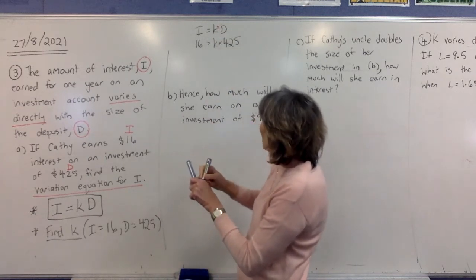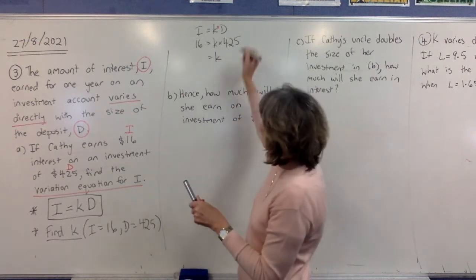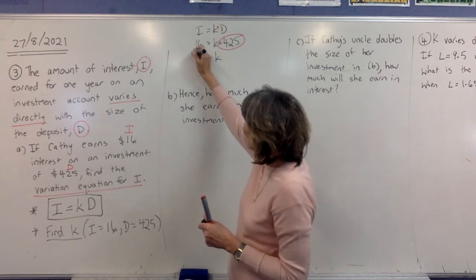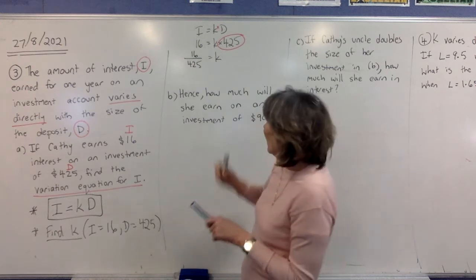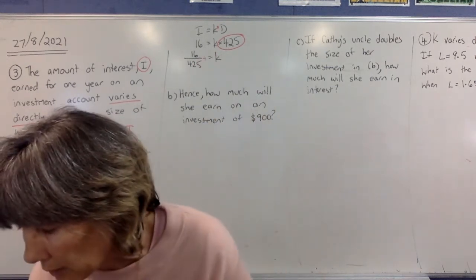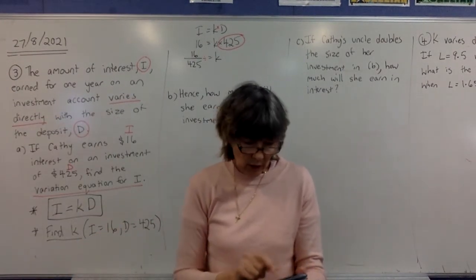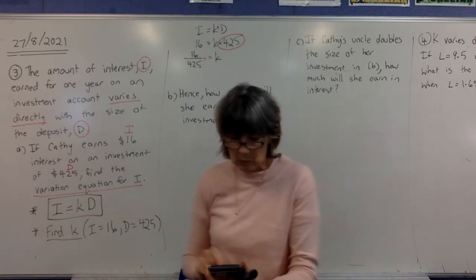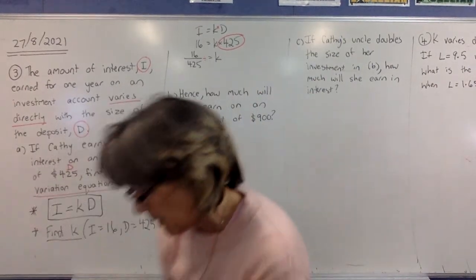Now I'm going to get the K by itself. That means I'm solving an equation and I'm getting rid of the times 425. So I'm going to come over here and divide by the 425. If I go to my calculator and put that in using the fraction key, I press fraction key, 16, down arrow, 425, equals, and it doesn't change, it gives me the same thing. So I'm going to leave it.